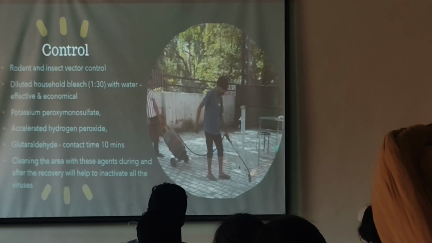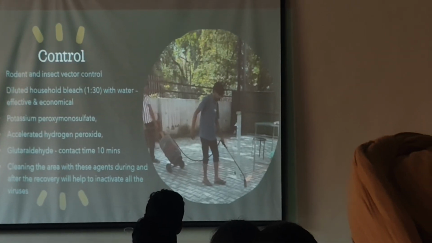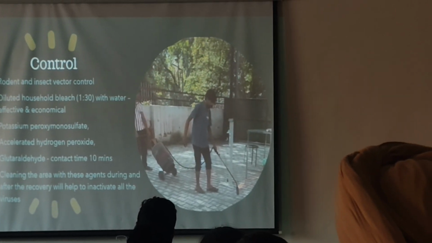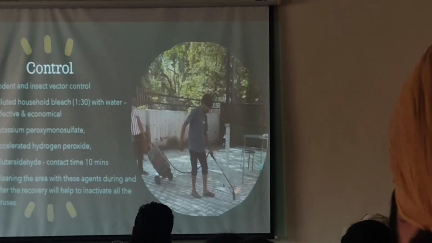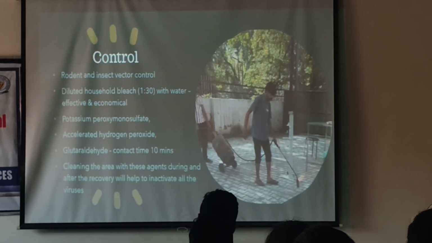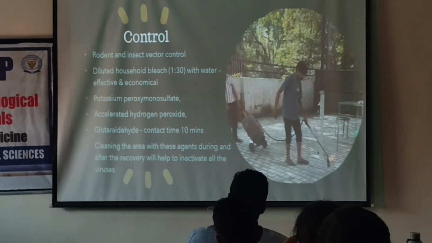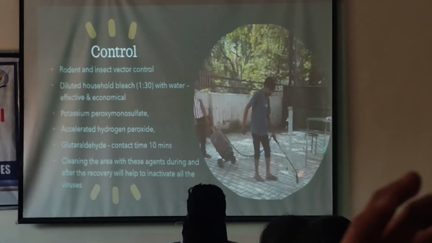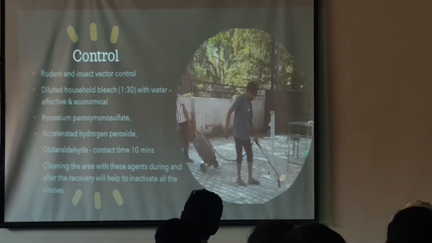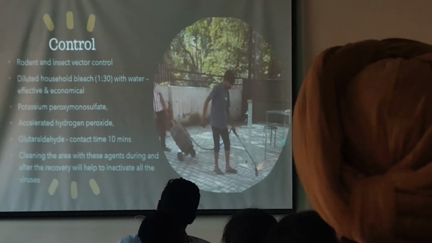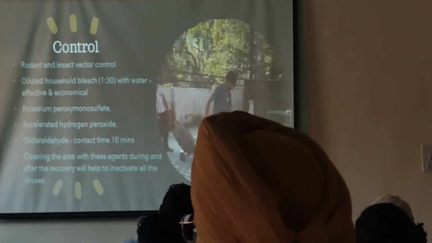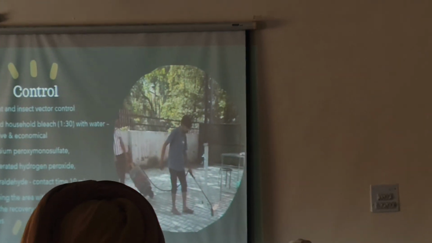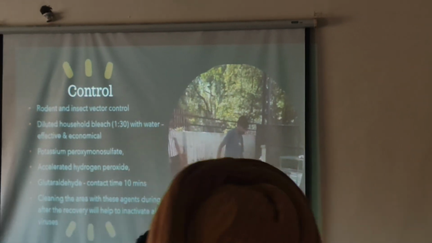For control, the main measures are rodent and insect vector control. Diluted household bleach with water is effective and economical. Hydrogen peroxide we use to clear odors and clean the area after recovery, as it inactivates the virus, as shown in the picture. We can also use a hot flame gun to clear the area.